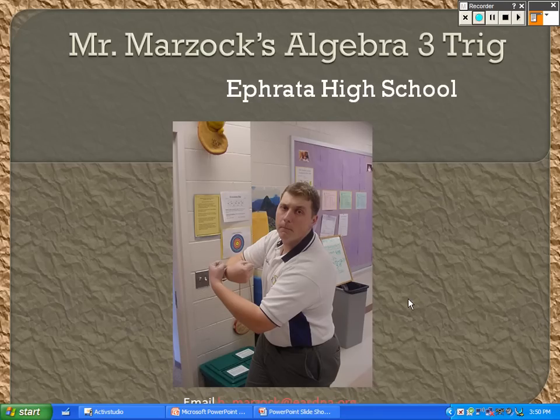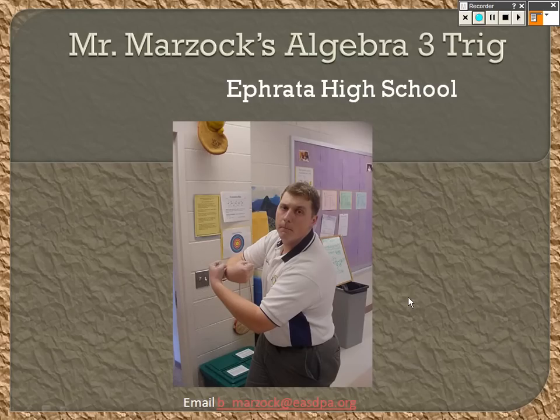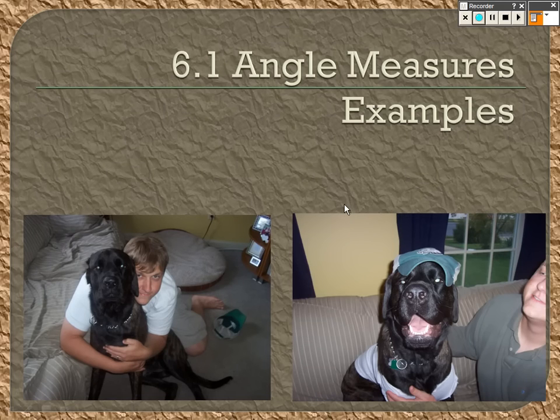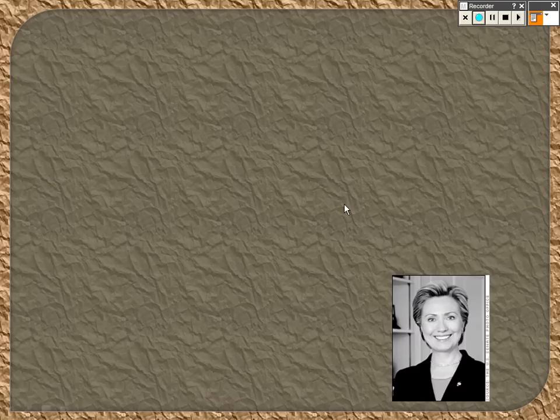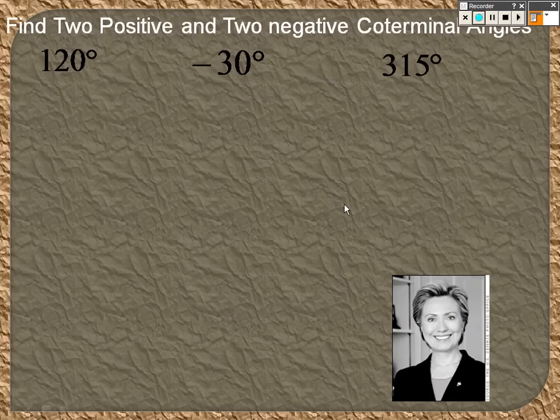Okay, so continuing here is 6.1. I have some examples here for you. So if you wanted to, you could take a look at some different examples on angle measures and figure some things out here. So basically, we are going to find two positive and two negative coterminal angles.